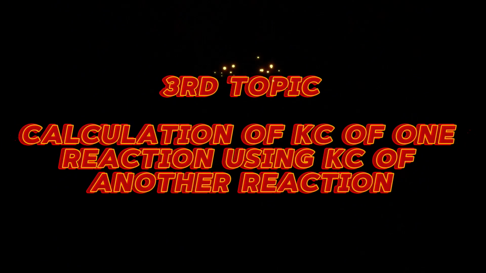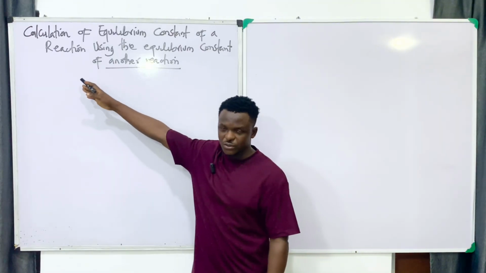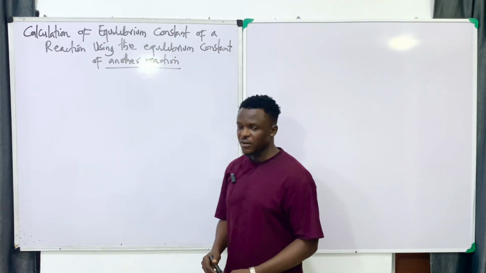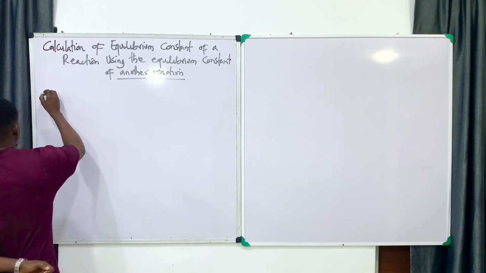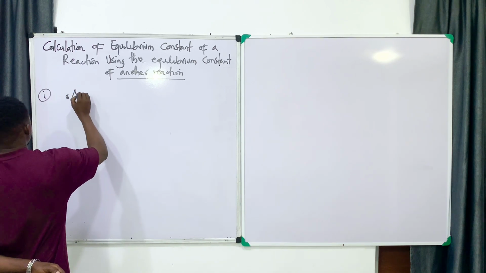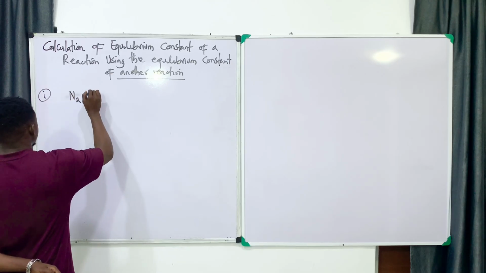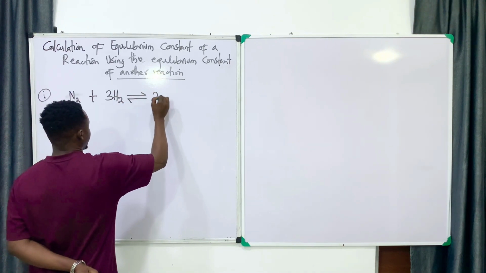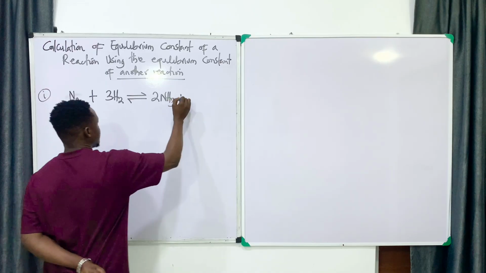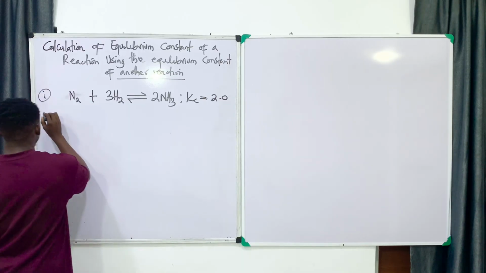Calculation of Kc of one reaction using Kc of another reaction. What we want to treat now is the calculation of the equilibrium constant of a reaction using the equilibrium constant of another reaction. What are we trying to achieve here? I'll give us an example. Let's say we have N2 plus this, we have 2NH3, Kc equals 2.0.